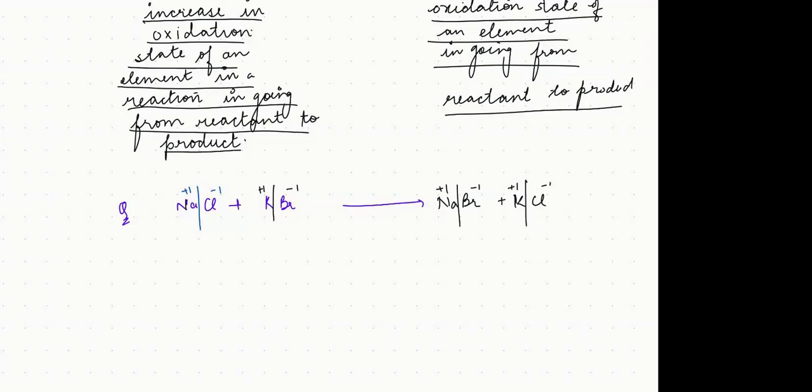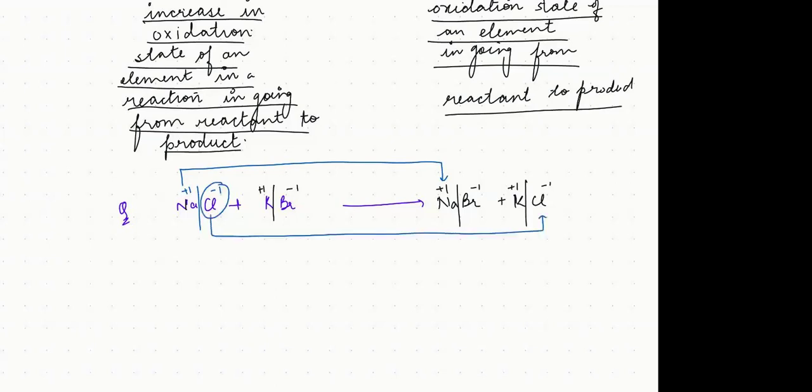Why is this happening? Because Na is a metal and bromine is a non-metal. Similarly, K is a metal and Cl is a non-metal. Yes or no? Yes. So when this is happening, what do you understand from this? You look at sodium, Na. Sodium in the reactant state carried a plus 1 charge, and on the product side it is still carrying a plus 1 charge. Cl minus carries a minus 1 charge on the reactant side. As you see on the product side, Cl is still carrying a minus 1 charge.